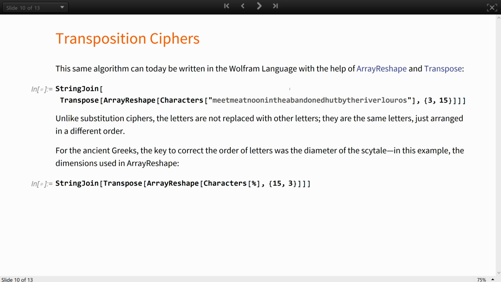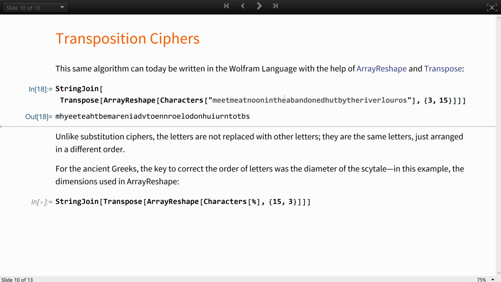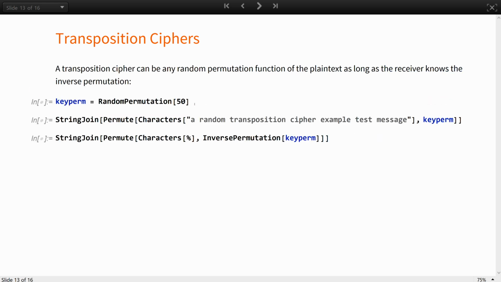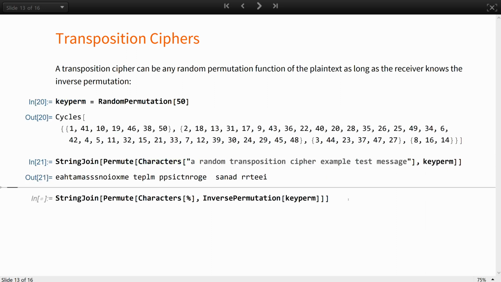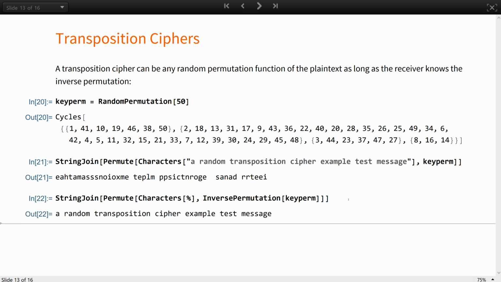This same algorithm can today be written in the Wolfram Language with the help of array reshape and transpose. As you can see, unlike substitution ciphers, the letters are not replaced with other letters. They are the same letters, just arranged in a different order. For the ancient Greeks, the key to correct the order was the diameter of the skytale. In this example, it's the dimensions used in array reshape. Formally speaking, a transposition cipher can be any random permutation function of the plaintext as long as the receiver knows the inverse permutation. Like this, the message is easily decrypted by knowing the inverse permutation.